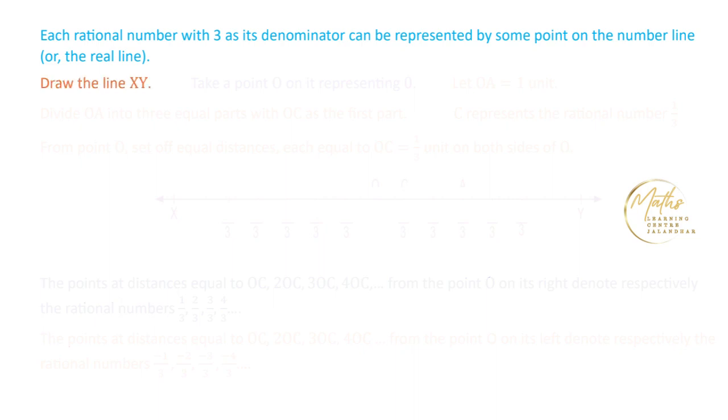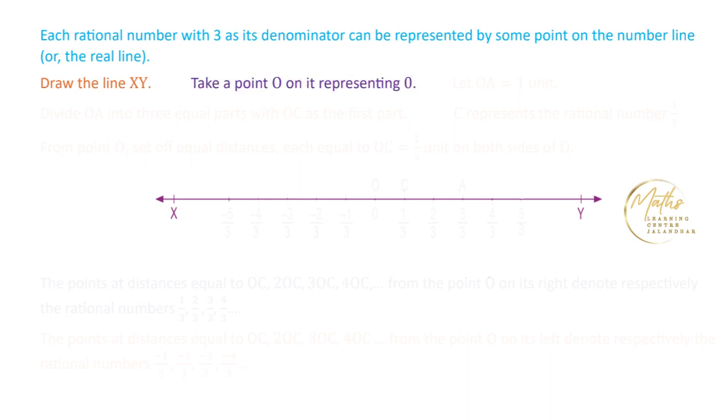We are going to draw a line XY. On this line, we take a point O, which represents the number 0. So we have taken a point O over here, and this point is representing the number 0. Next, we are going to take a fixed length OA, that is 1 unit length. We mark a point, and this is at 1 unit length.